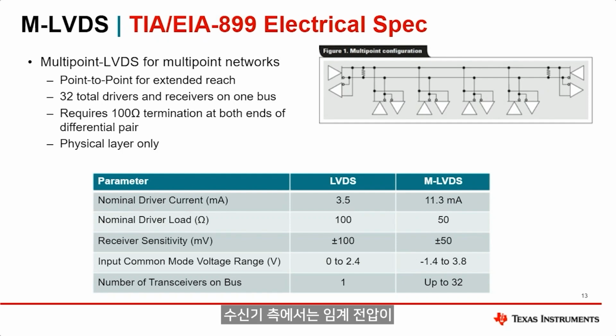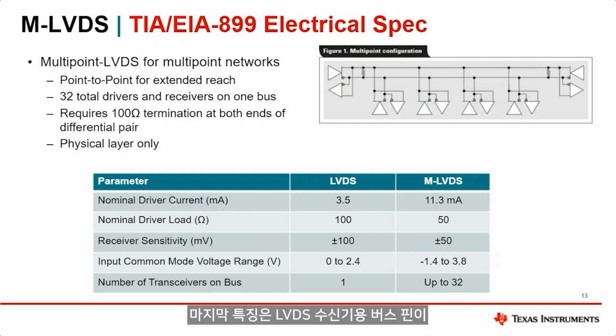On the receiver side, the threshold voltages are, instead of being plus or minus 100 millivolts, plus or minus 50 millivolts. So a little bit tighter receiver thresholds. That, coupled with the additional current drive of 11.3 milliamps, increases your overall noise margin supported in M-LVDS.